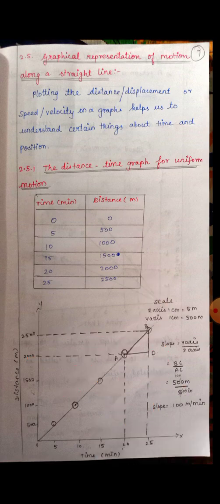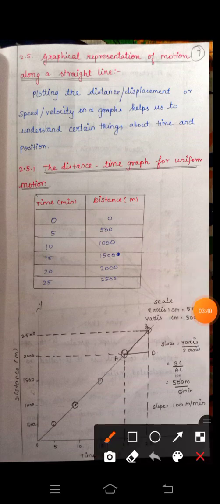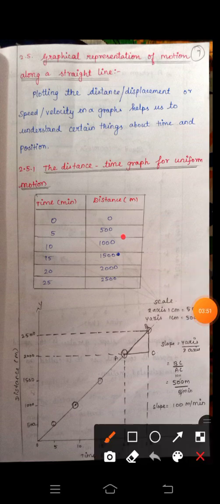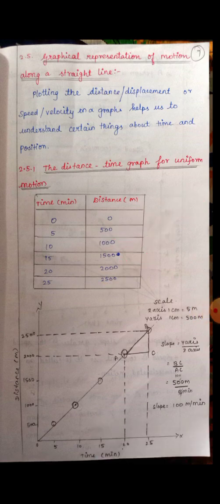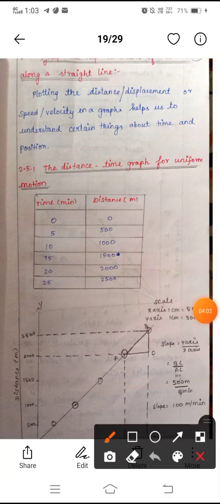So what is the formula? Slope is equal to y-axis by x-axis. In the y-axis, what is the value? BC. In the x-axis, AC. So what is BC? BC is 500 meters. In the y-axis, it is differing by 500: 1000 minus 500, 2500 minus 500. So on the y-axis we mark the unit at a difference of 500 meters. So for BC we substitute 500 meters.